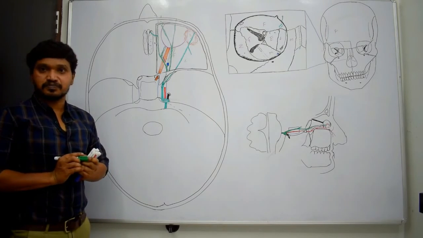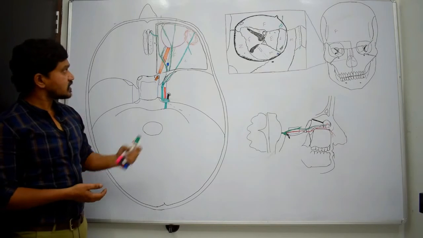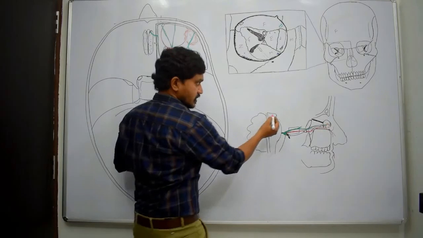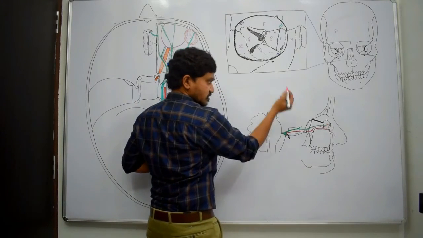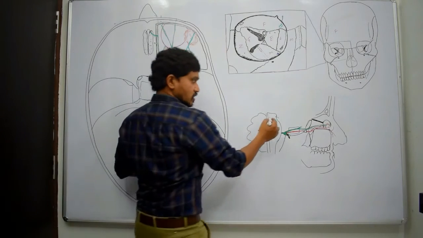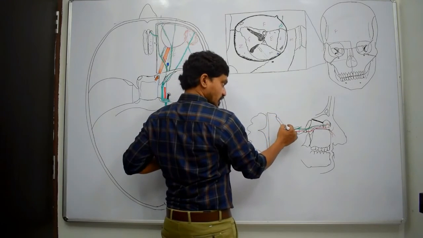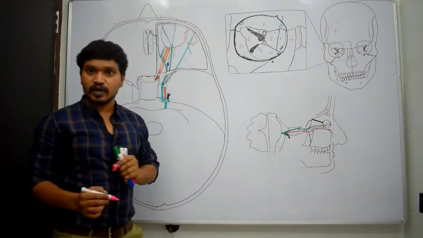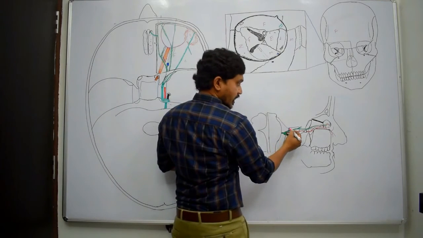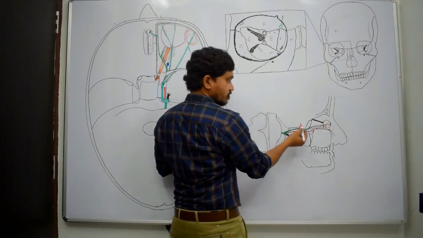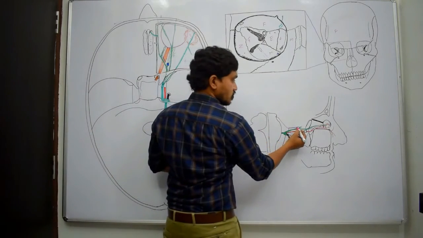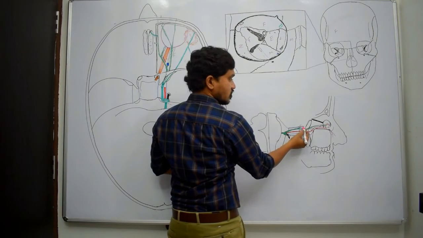I hope you understood. Now we will see some other nerves also present in the orbit, but I will not go into detail. I will tell you very briefly. See, third cranial nerve. This is the third cranial nerve. This third cranial nerve is coming from the midbrain. It passes through the cavernous sinus, right? In the upper part of the cavernous sinus. When it reaches the anterior part of the cavernous sinus, it divides into upper division and lower division. So this is the upper division and this is the lower division.